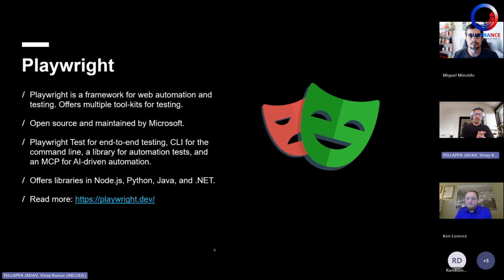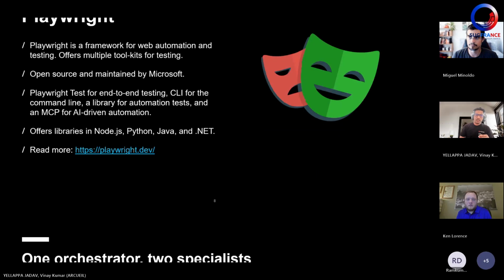So a brief introduction of why we use Playwright. Playwright is a framework for web automation testing, and it offers multiple toolkits. It's open source and it's maintained by Microsoft. We use Playwright Test for end-to-end testing. We use the CLI for the command line, and it also offers a library for automation tests. Along with this, we have an MCP for AI-driven automation. It offers libraries in Node.js, Python, Java, and .NET. We are going with the Node.js one.